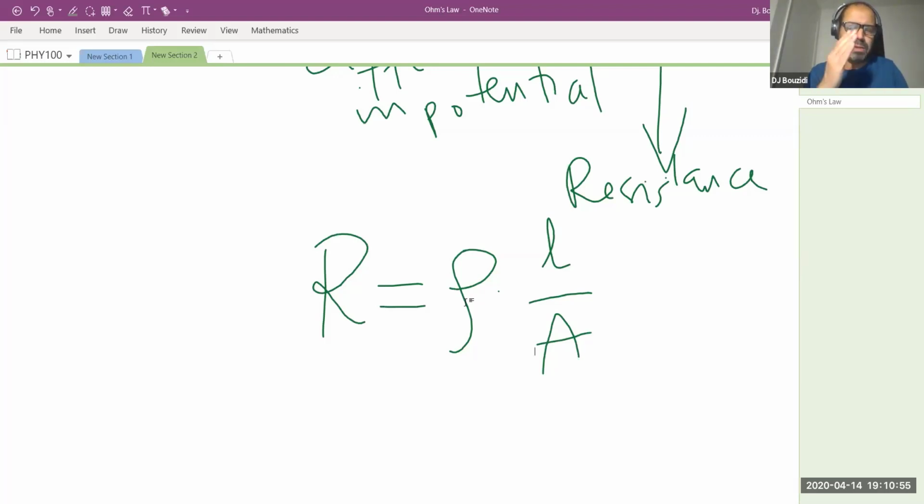So for copper, rho is a lot smaller than that of iron. And silver is better than copper, and gold actually is the best material because its rho is very, very small. In other words, it has less resistance. It's a better conductor, actually. In the case of wood and other materials, their rho is so high, like air, for example.